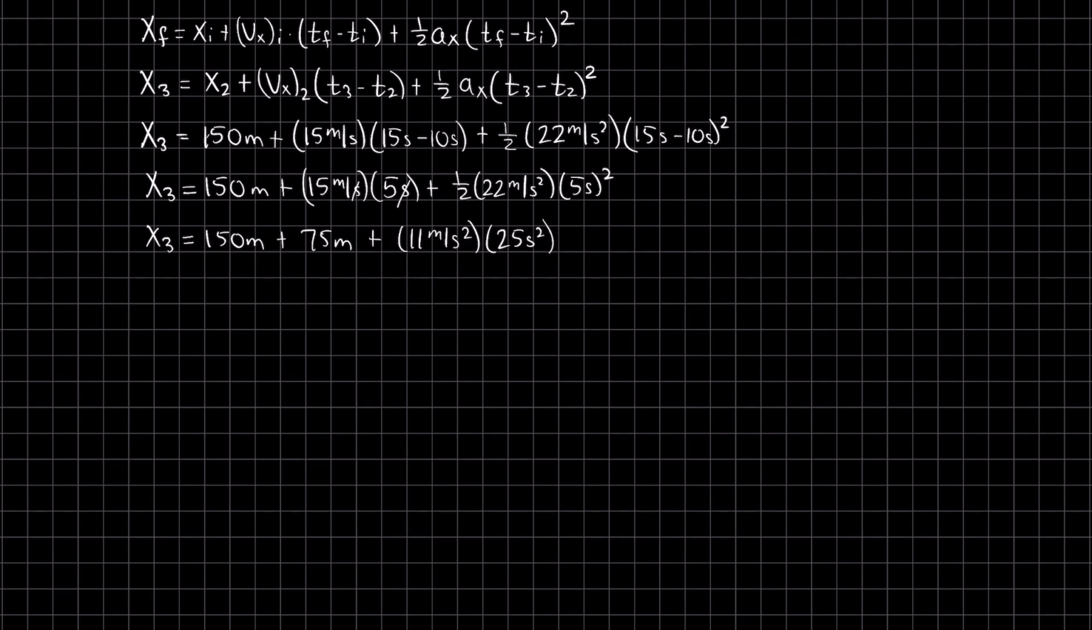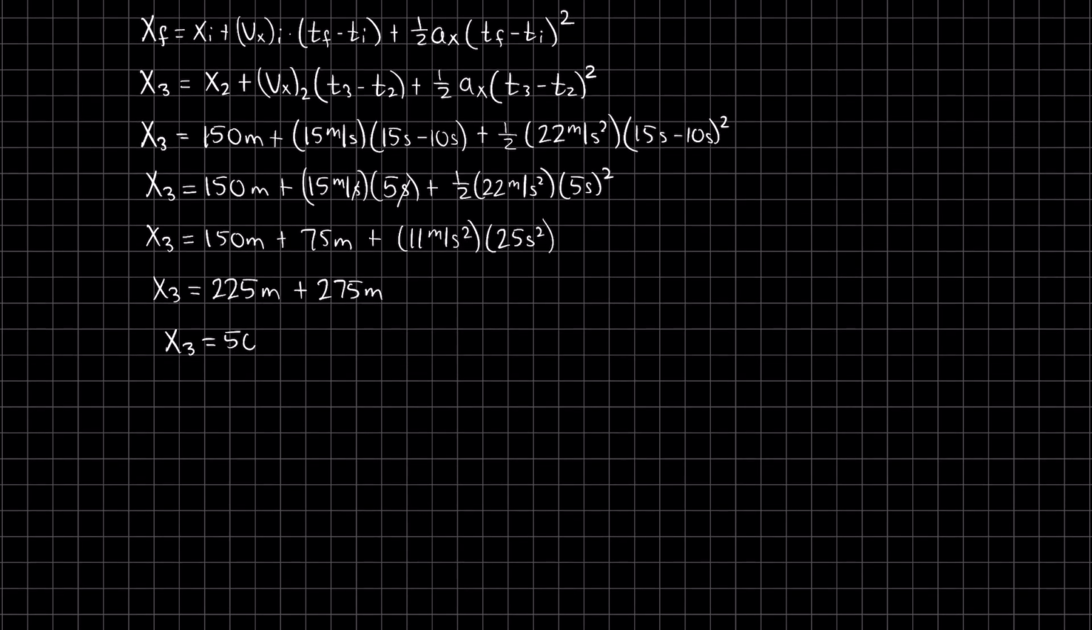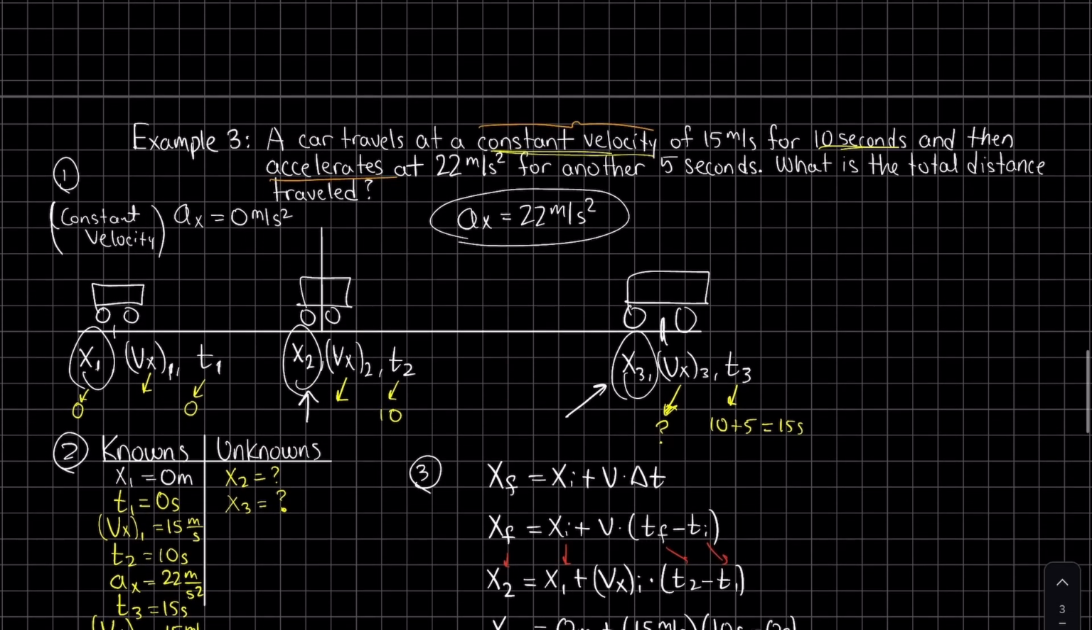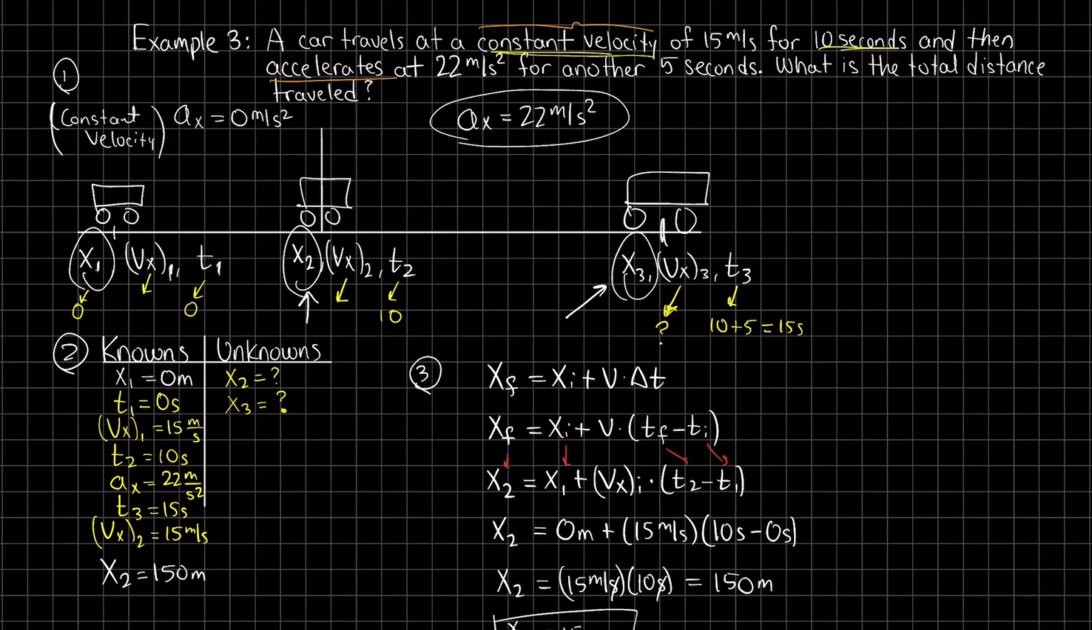And again, we simplify further. And lastly, we get that the position at x3 is 500 meters. Therefore, we've answered the question, what is the total distance traveled? And that is 500 meters for this car.